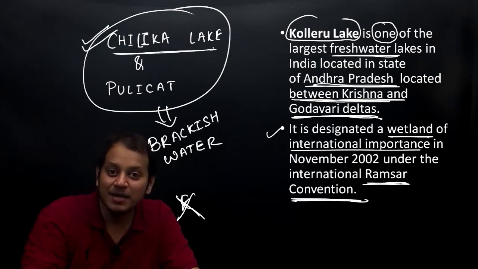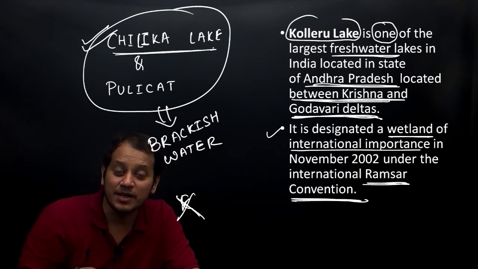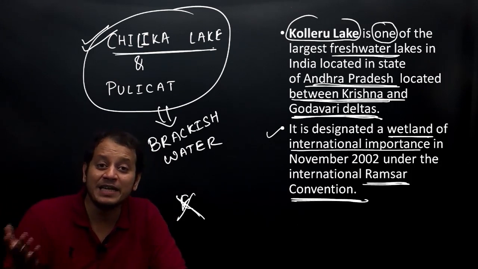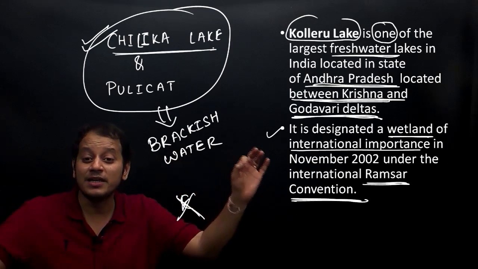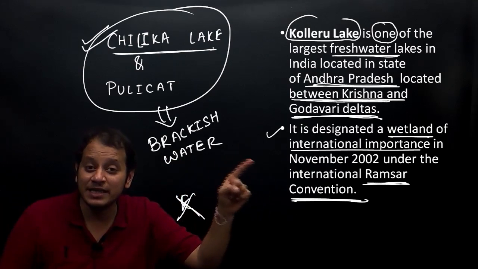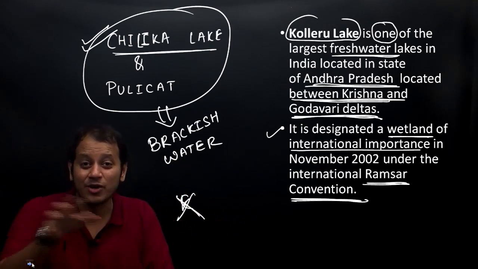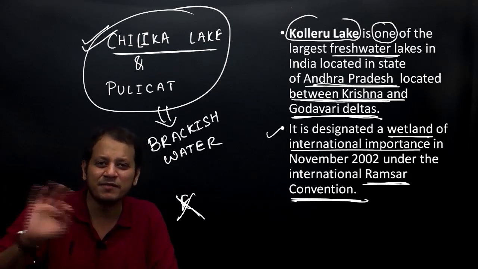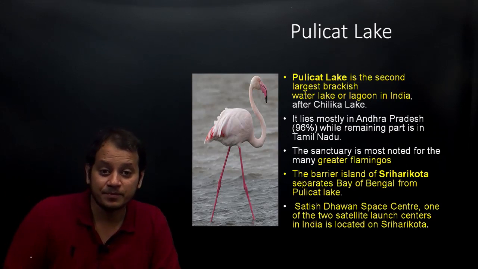Chilika and Pulicat are brackish water lakes, while Kolleru is a freshwater lake. Where does it lie? In the state of Andhra Pradesh, between the Godavari and Krishna Delta. Okay, each and every point is important. It lies between the Krishna Godavari Delta region. Now, as such we are not going to do the Kolleru Lake in detail because there are no different species. The third lake is the Pulicat Lake.